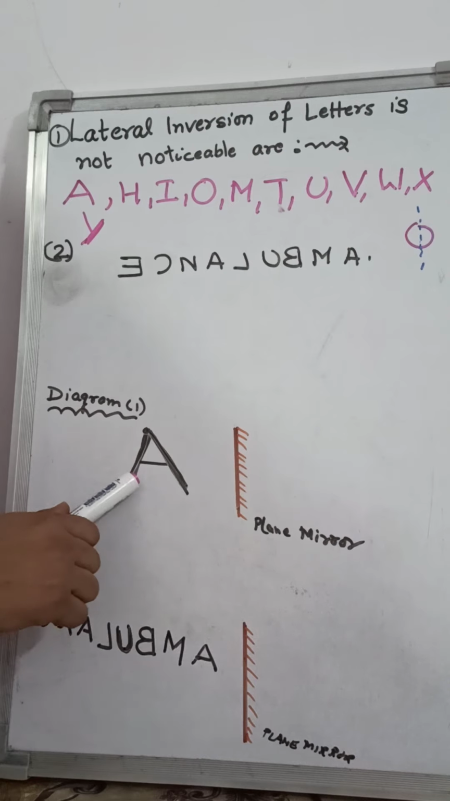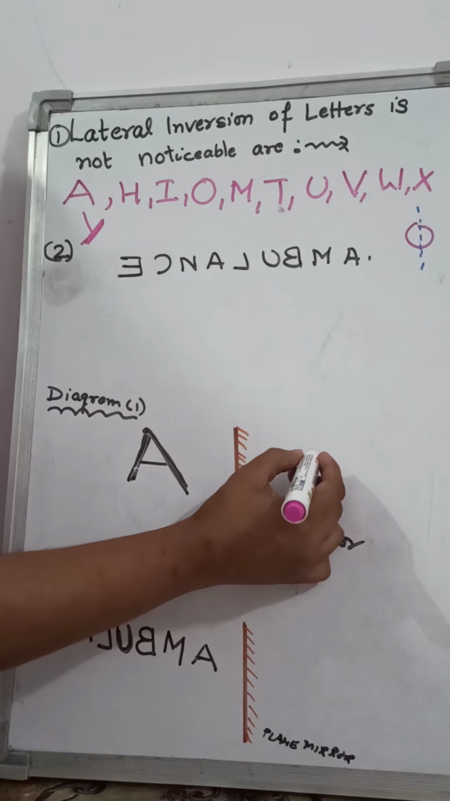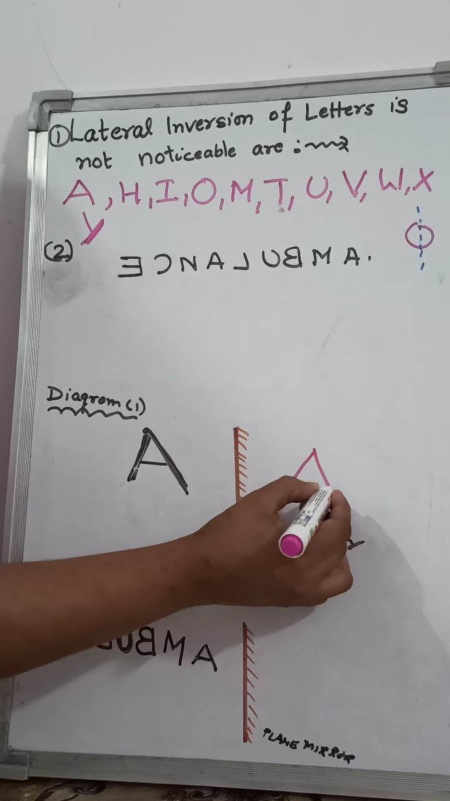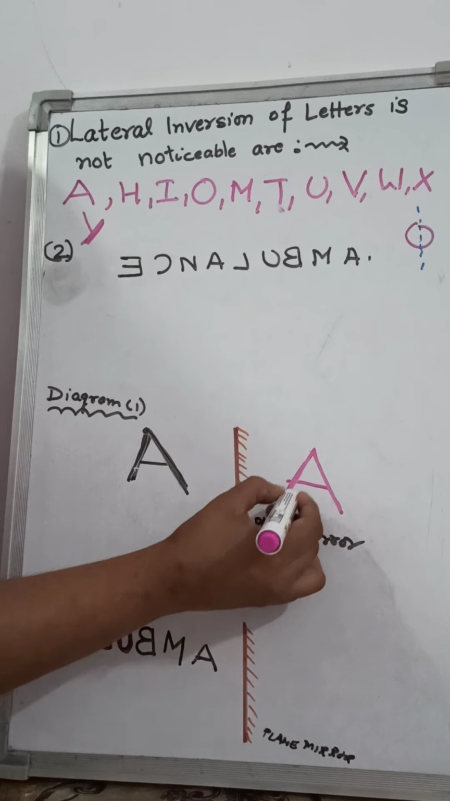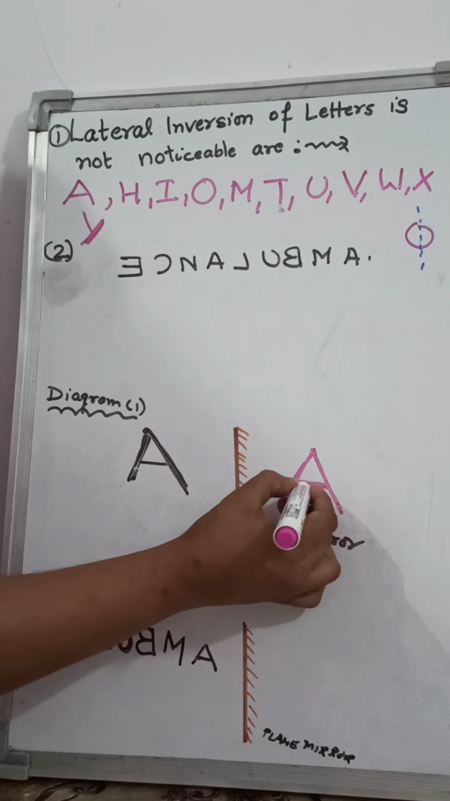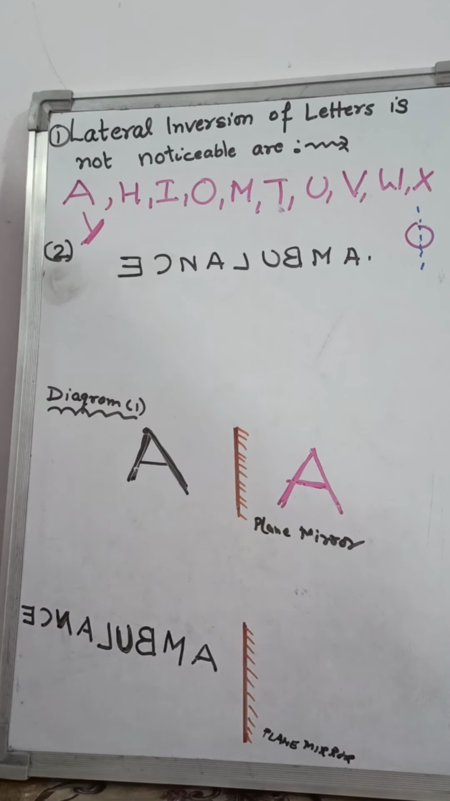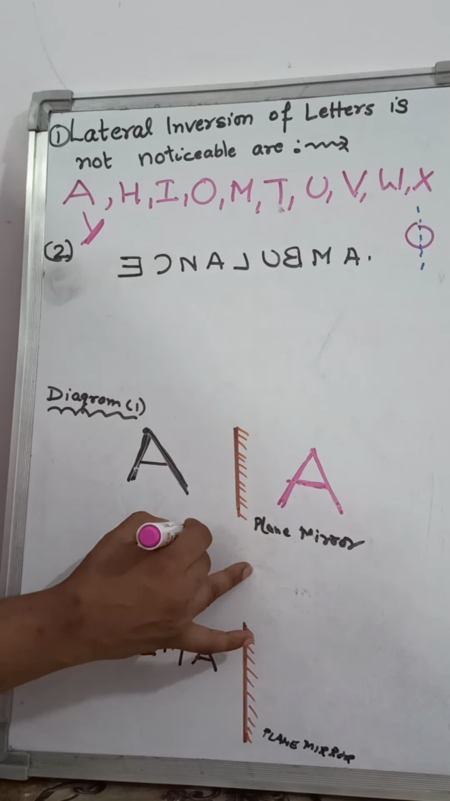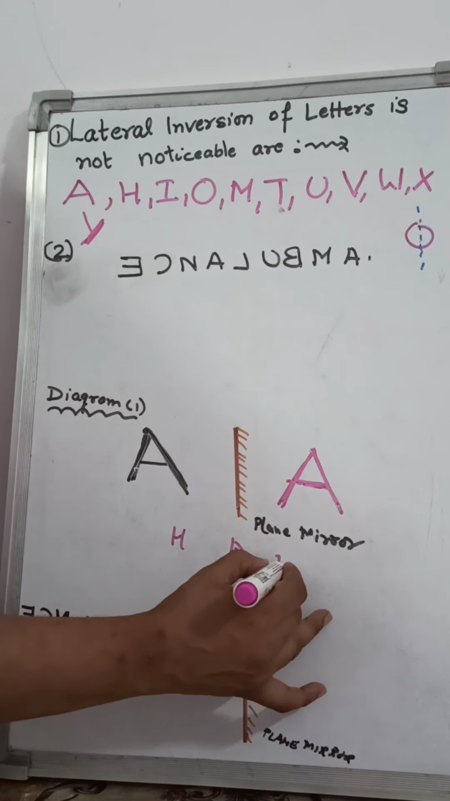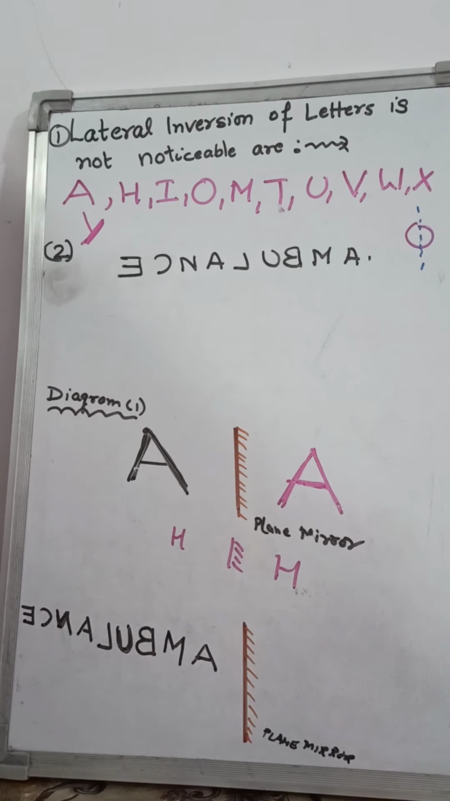First is A. A on the plane mirror will appear as A like this. Its image will be laterally inverted, but it will be unnoticeable. Clear? So if you take H, in the same way the H will not be noticeable.